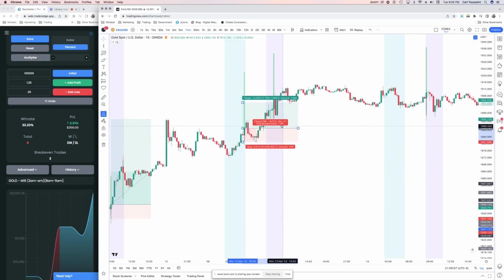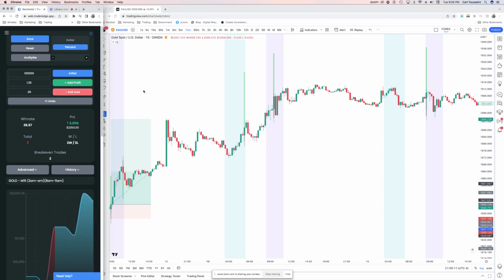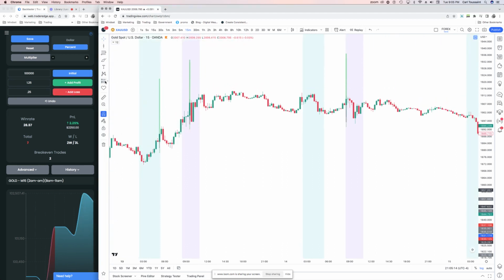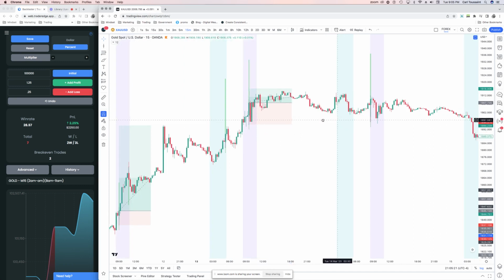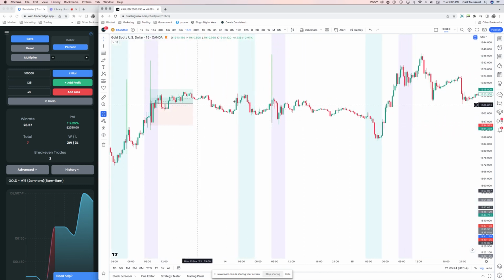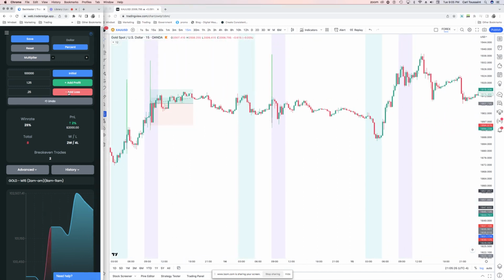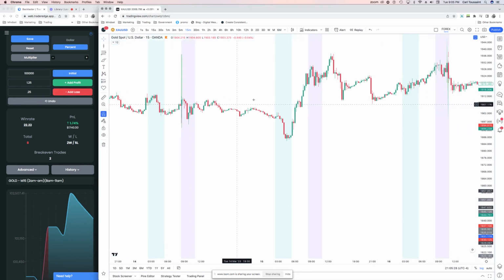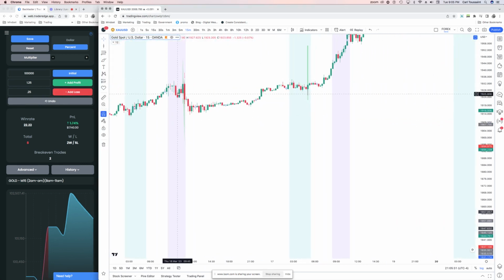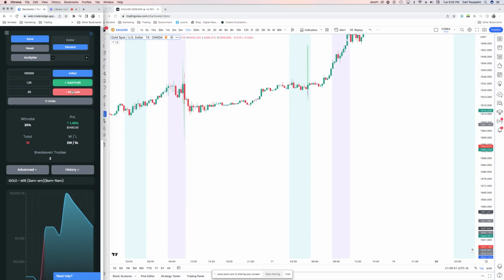Entry. We got stopped out on that trade. I'm going to add a loss. And here we lost this trade and this trade as well. So loss, loss. We look like we took a sell and a buy here. I'm just going to put loss, loss.